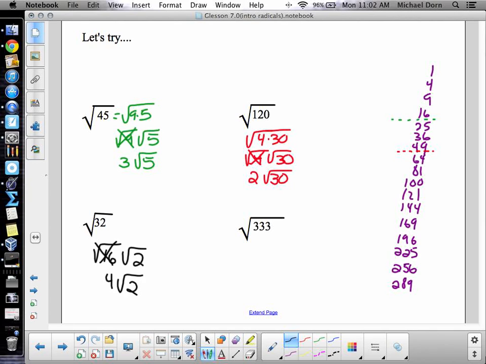9. How many times does 9 go into 333? 37? Square root of 9 is 3. Now, I probably could have started very quickly with the square root of 9 if I wanted to, because 3 plus 3 plus 3 is 9, isn't it? If the digits of a number add up to a number divisible by 9, that number is divisible by 9.